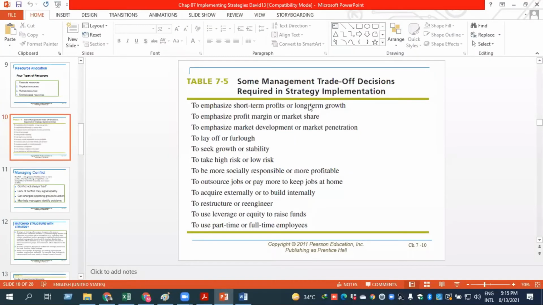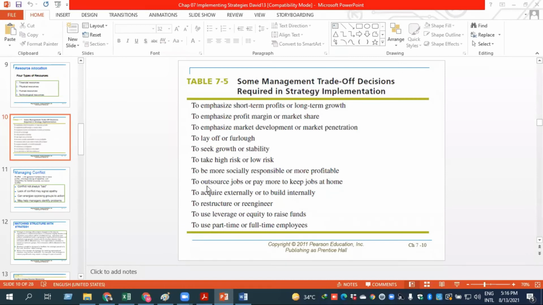Okay, I was talking about the trade-off decisions. These are decisions you have to decide about, because these decisions cannot be taken at one time. Either you go for this or you go for that. So to lay off or furlough, to seek growth or stability. If you are seeking growth, you cannot be stable for a longer time. If you want stability, then growth is compromised. You take high risk or low risk. It means that if you go for the high risk, there would be a different kind of behavior or different kind of attitude of the organization.